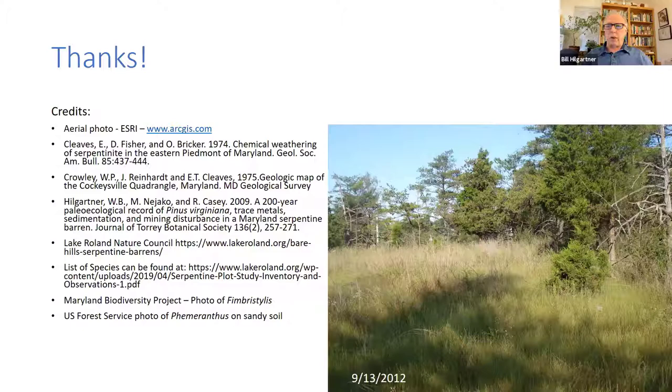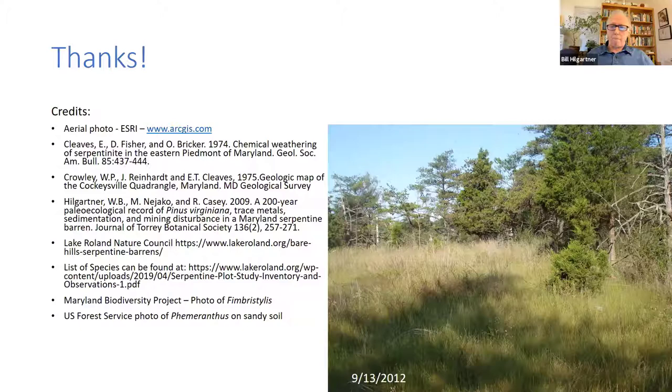I know that Roger Latham, who's been a consultant with the Nature Conservancy and working with designing restoration at Bare Hills, has done more with that. And I think he agrees that you have to reduce the soil level to really bring those species back.